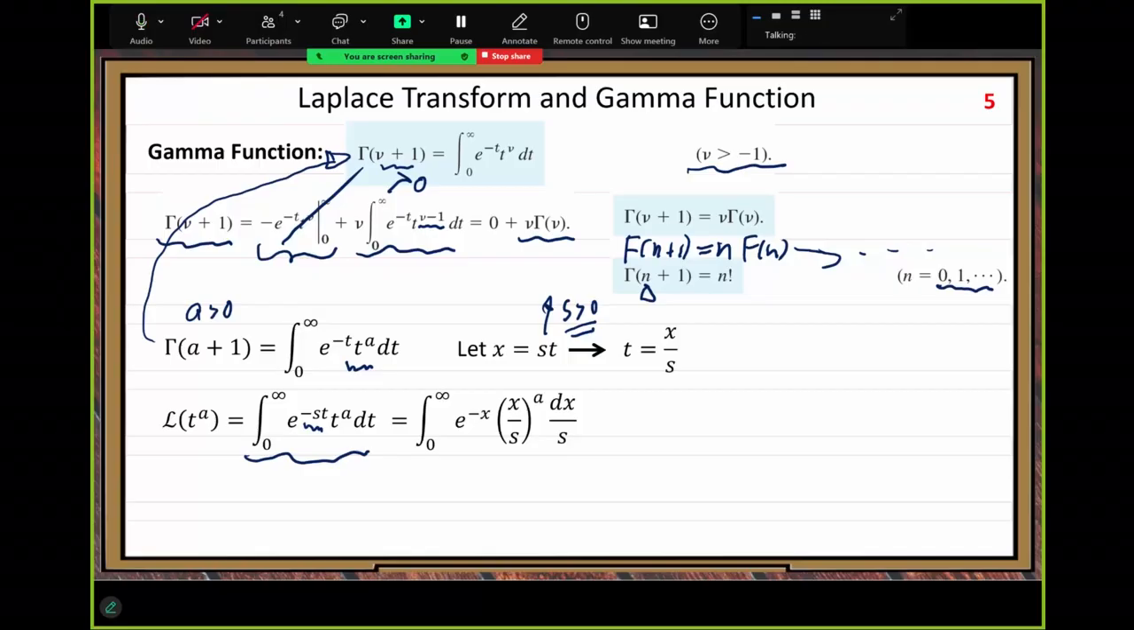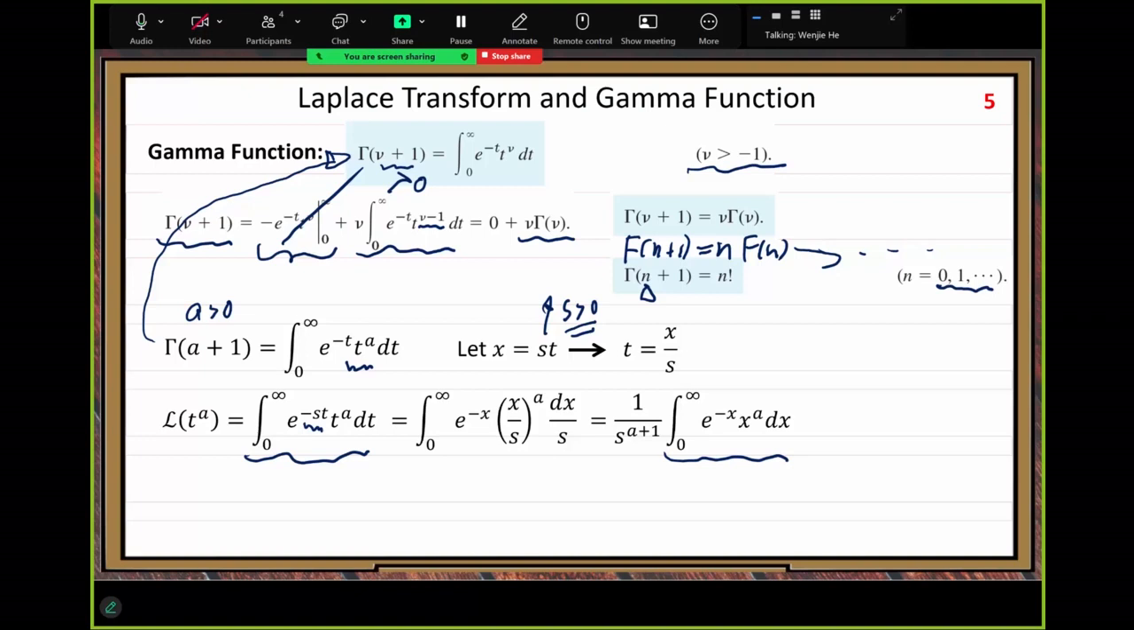Then, because s is constant, we can factor the constant out of the integral. We combine all the s: s to the a and another s, so s to the a plus 1. So we can factor 1 over s to the a plus 1 out of the integral and leave the remaining terms, because they all contain the variable, so we cannot factor them out.